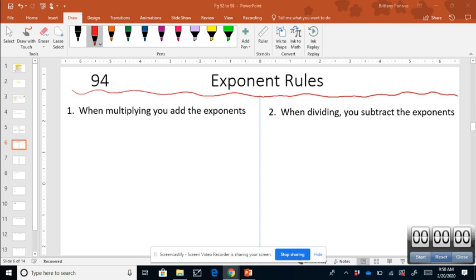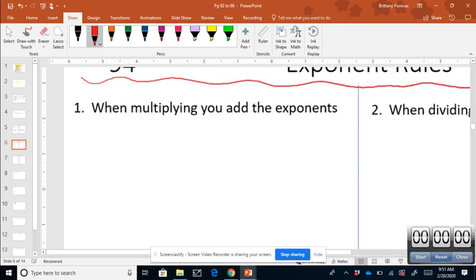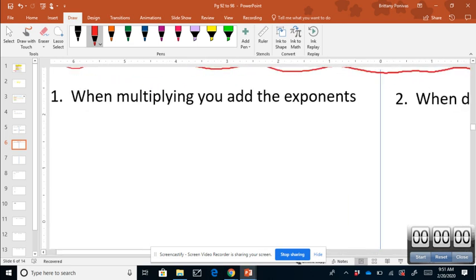So these two exponent rules, like I said before, we have already seen when we did polynomials. So this first one, I'm going to zoom in on this box, says when multiplying, you add the exponents. And this is what we used when we multiplied polynomials. So the first example under here is going to be x cubed times x squared.